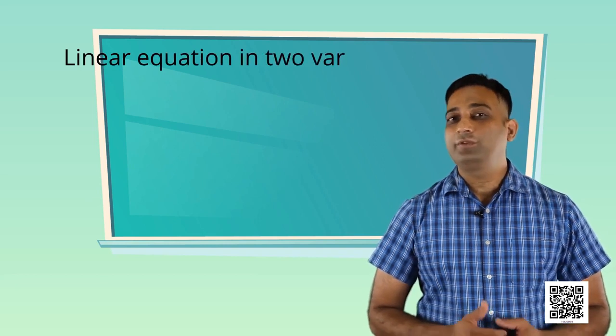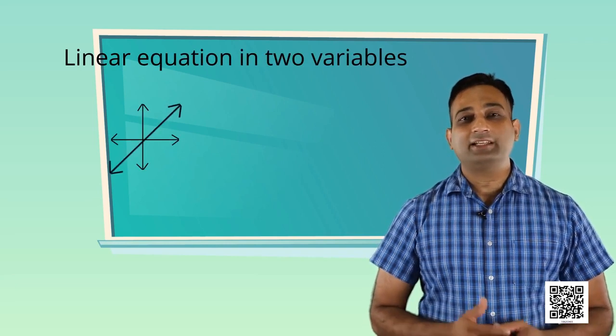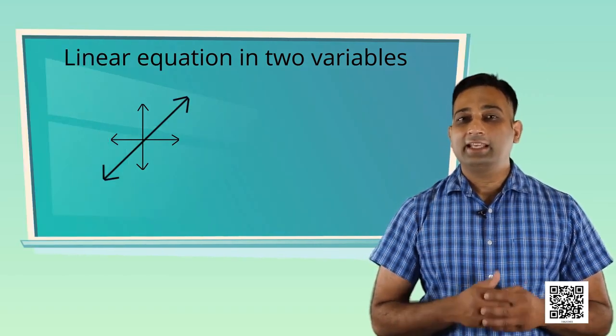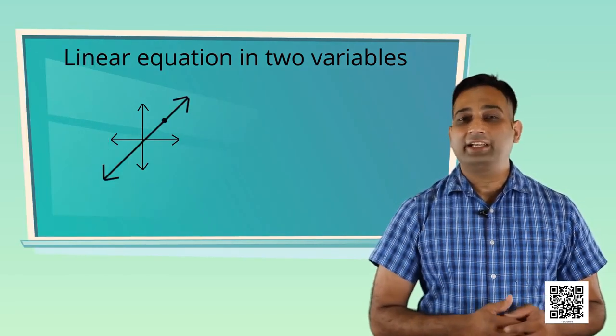Dear students, we have learned in the previous classes that the linear equation in two variables represents a straight line and the solution of this equation is a point on that straight line. In the previous class we have also learned how to represent the linear equation in two variables graphically. Let us take one example to again represent the linear equation in two variables graphically.